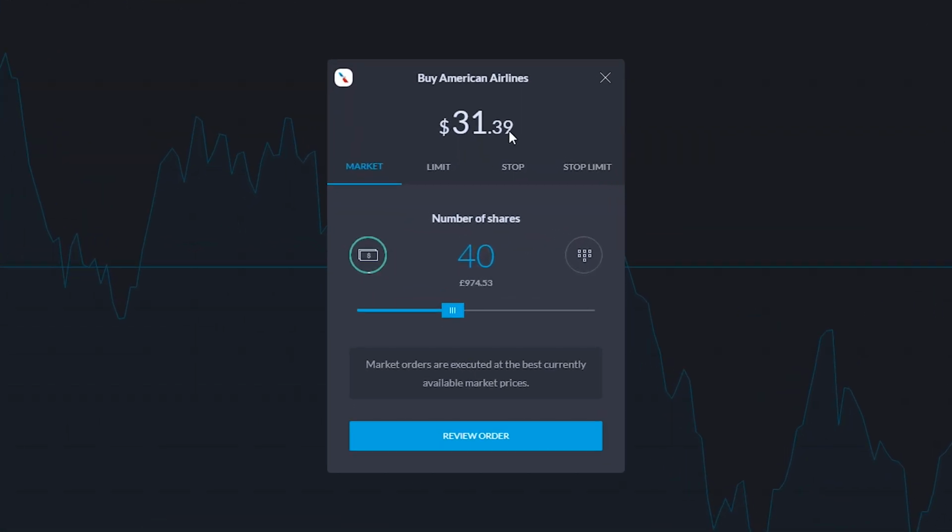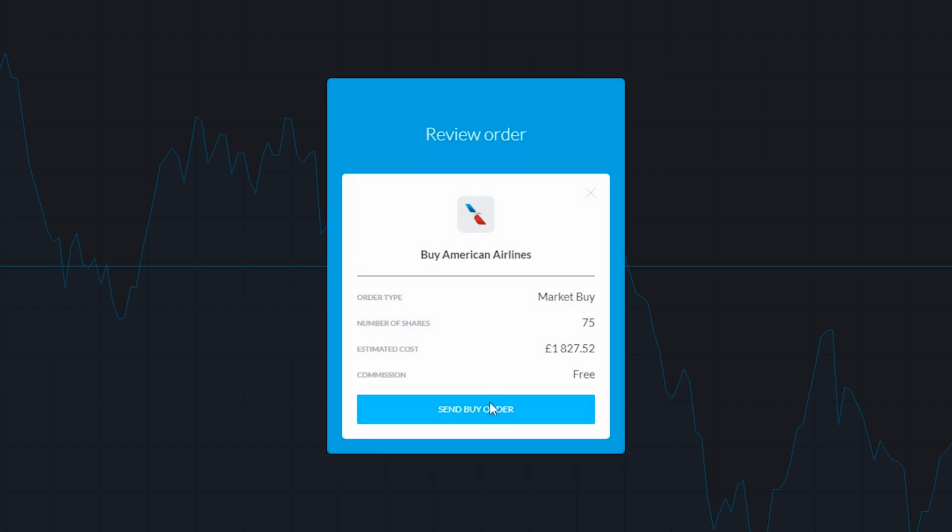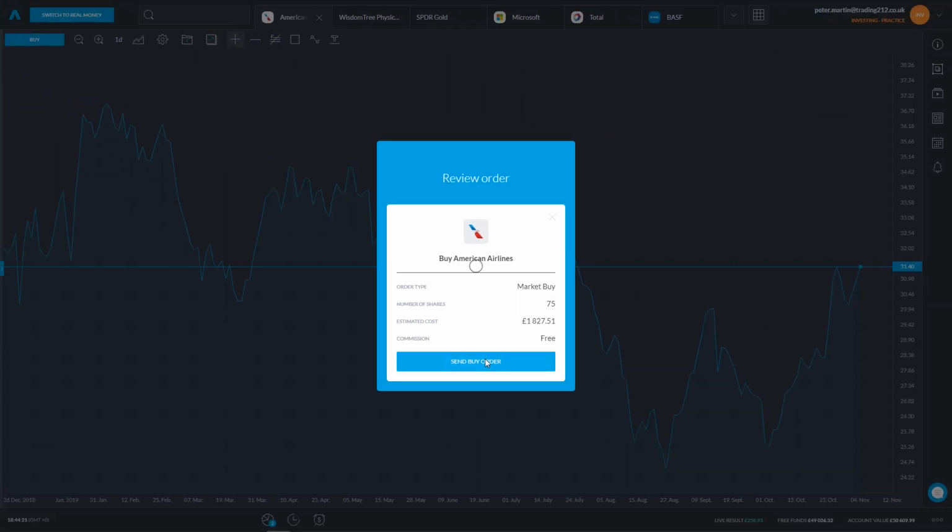So what I'm going to do is just open a detailed trade box, so we can see the share is trading there at $31.39 for us to buy. Number of shares, it's got 40 here. If I buy 50 shares, roughly that's $1,500. I'm going to do about 75 shares. We can see that it says the equivalent amount in sterling, because my account is not denominated in US dollars, it's denominated in pounds sterling. So it's saying it's going to cost me £1,827. And we've just seen that number change. That's because there has been a fluctuation in the exchange rate. I'm happy with this deal, so I'm going to click on review order and then send my buy order through.